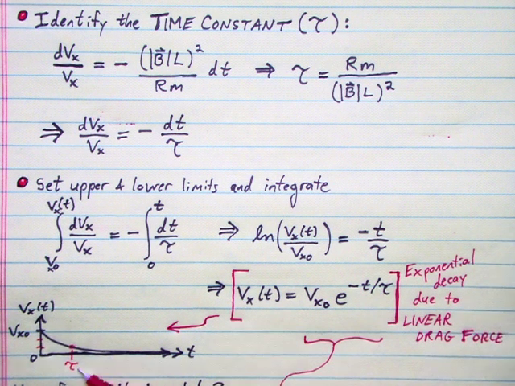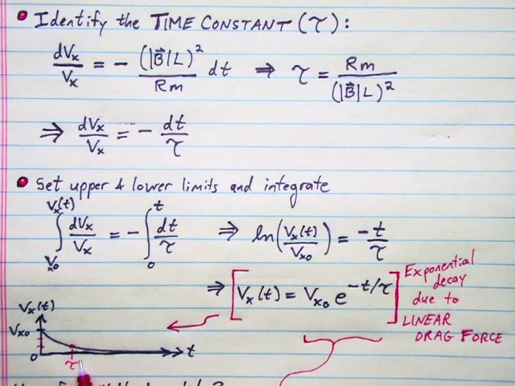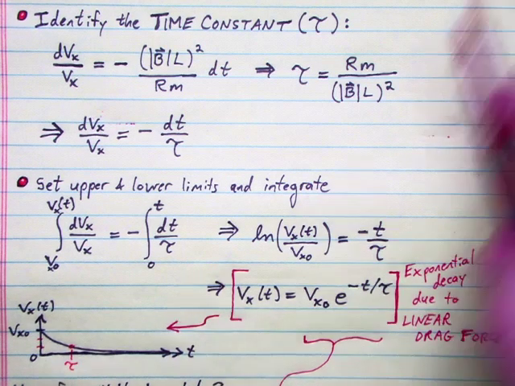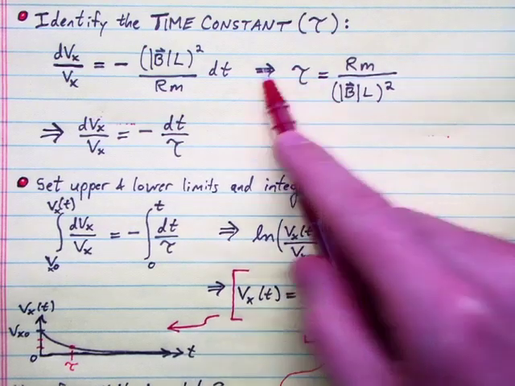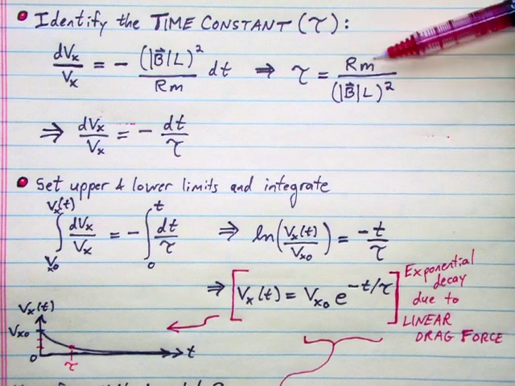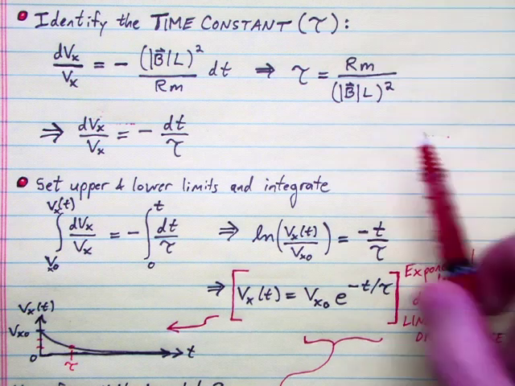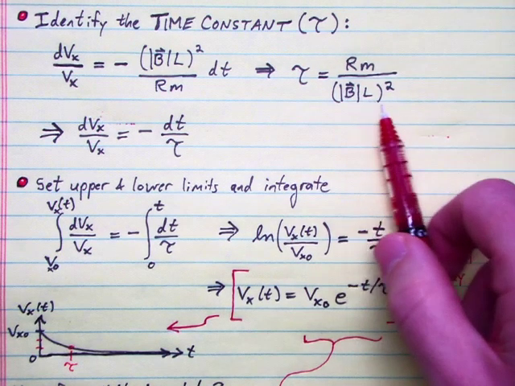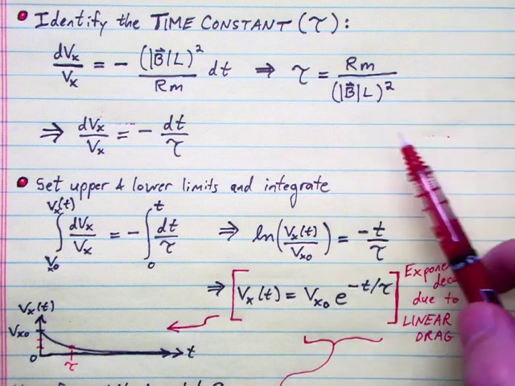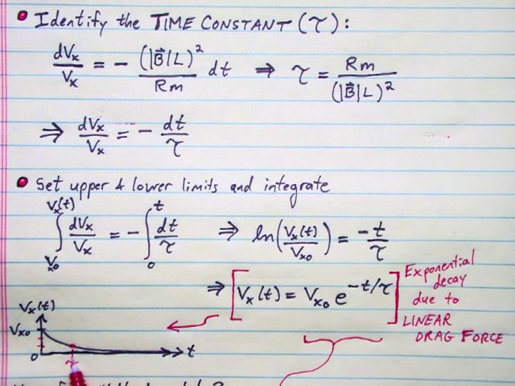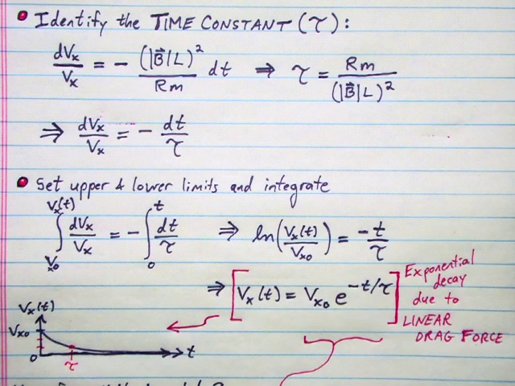So if you want to stop that bar more quickly, we need a shorter time constant. That'll happen. We get a small time constant if the resistance is small and the mass is small, and if the magnetic field is big and it's a long bar, if L is big. That would give a small time constant, which would stop the bar or slow it down more rapidly.